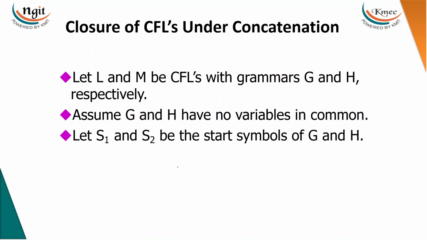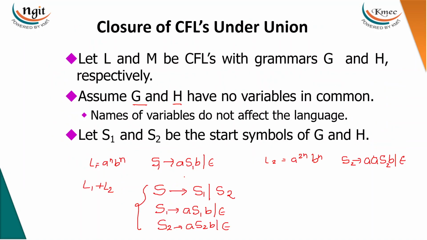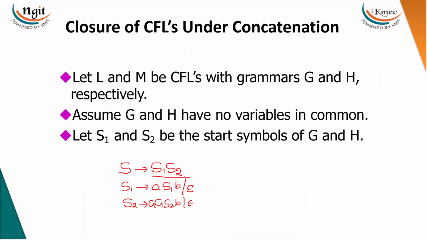Take the same examples whatever we have taken here, right? Then just introduce a new non-terminal S by performing the concatenation of S1 and S2. What is the S1 we had earlier? You can take S1 tends to A S1 B or epsilon. What is S2 we are having here? S2 tends to A S2 B or epsilon. Just we have to perform the concatenation, right? Union means just or, concatenation means and.